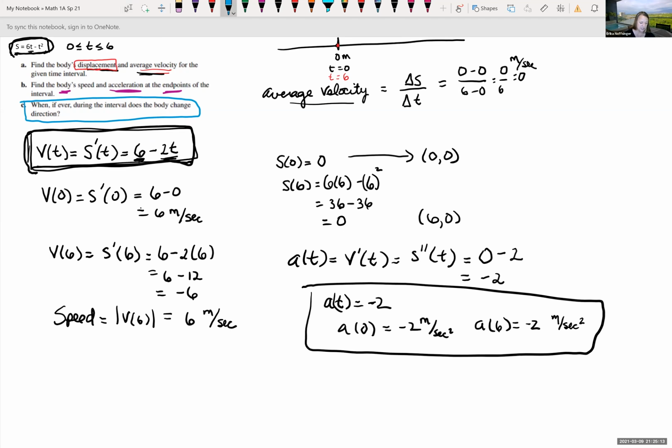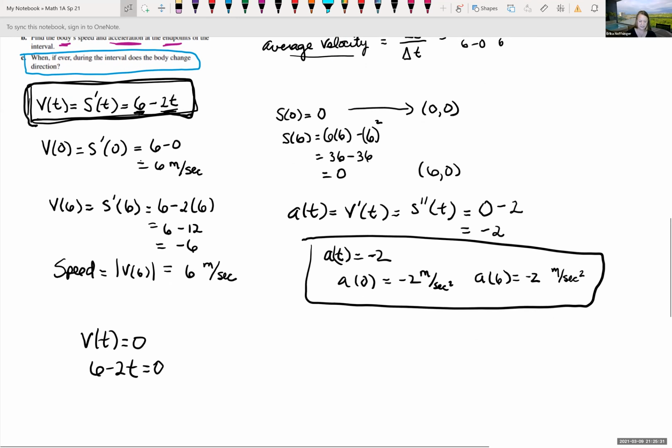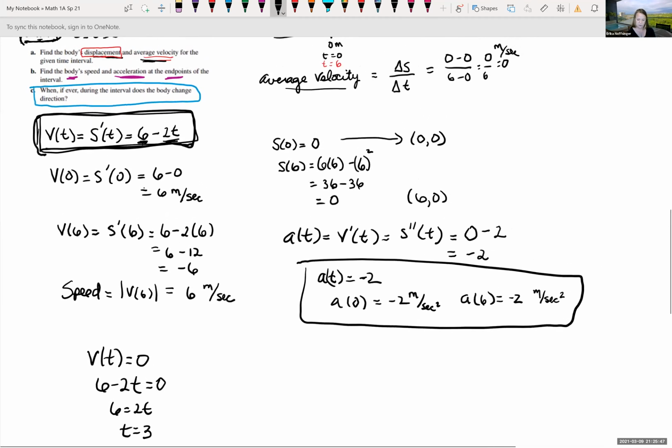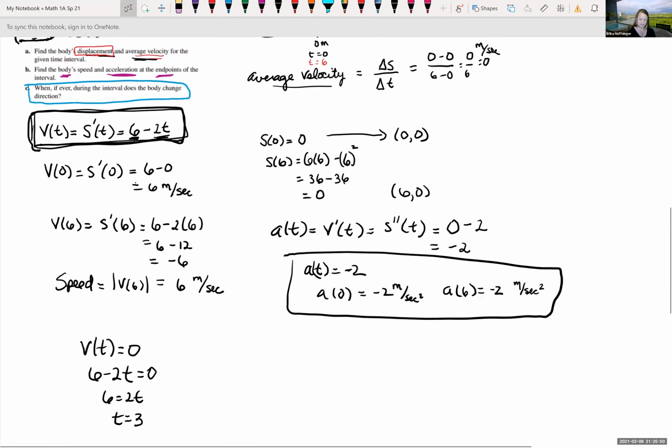So looking at when our velocity is equal to 0. Well, this is our velocity function, v of t. 6 minus 2t is equal to 0. So let's solve for t there. Let's add 2t on both sides. We get 6 is equal to 2t. Divide by 2, we get t is equal to 3. So it's probably going to be changing direction at 3 seconds, which makes sense with our problem and our displacement.